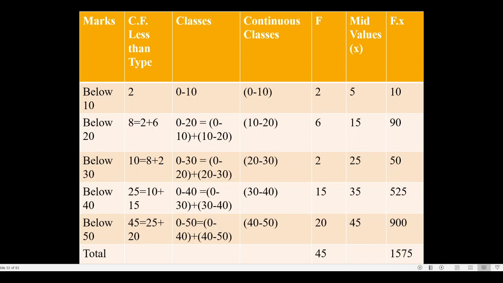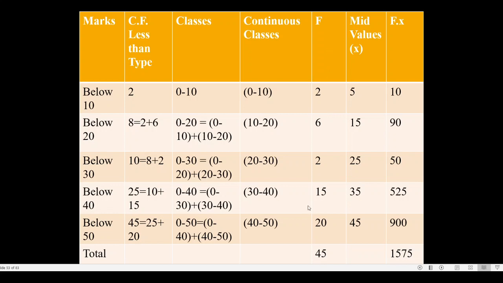For this we require f into x. So here 5 into 2 is 10, then 15 into 6 is 90, 25 into 2 is 50, 35 into 15 is 525, and 45 into 20 is 900. If we add these values, we get summation f into x. It is 1575 and summation f is 45.